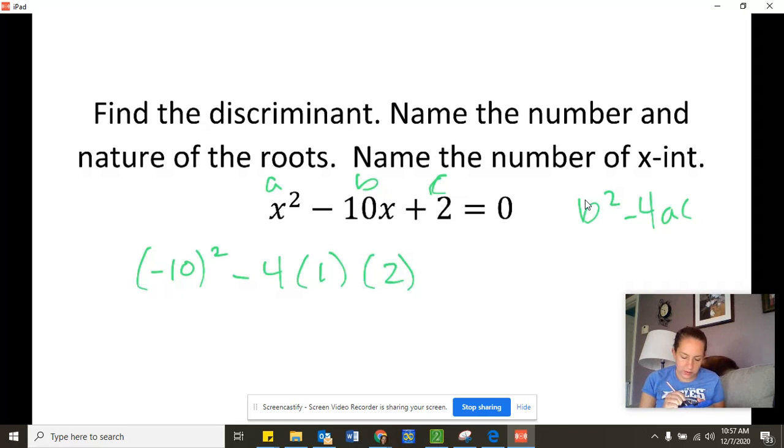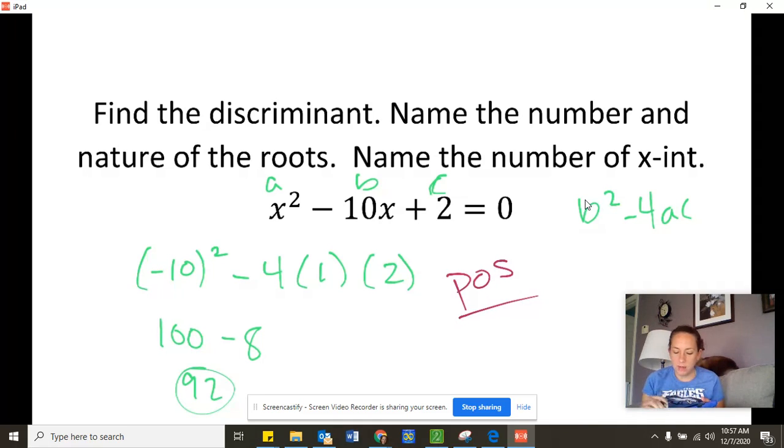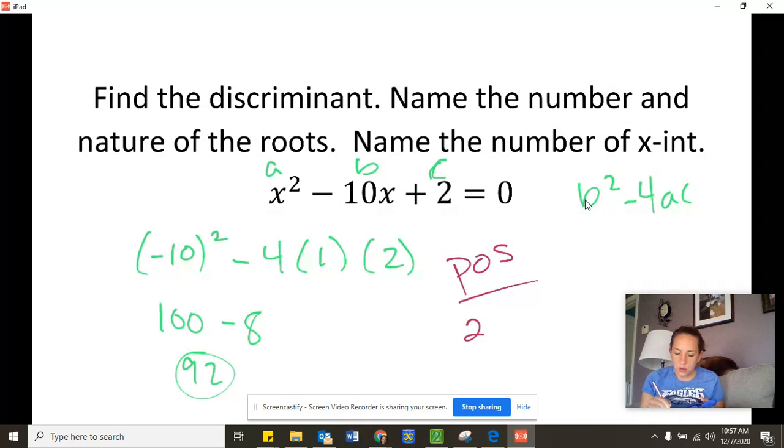So that means that I'm going to have 100 minus 8, which is 92. So since I have a positive number for my discriminant, it means that I'm going to have 2 real solutions and 2 x-intercepts.